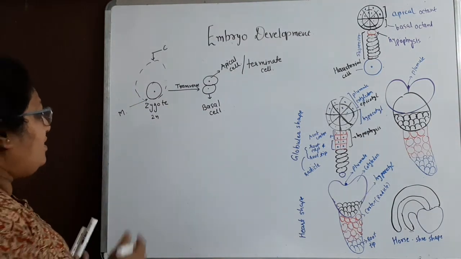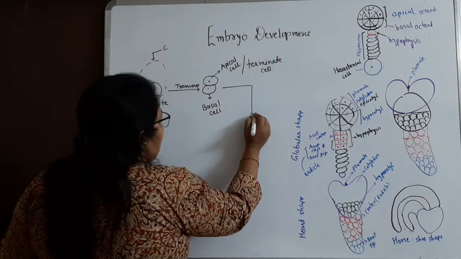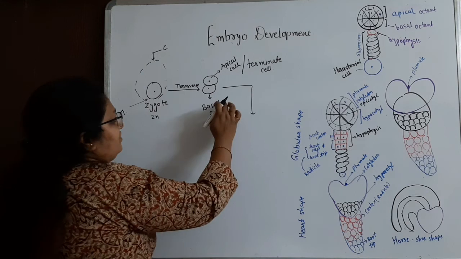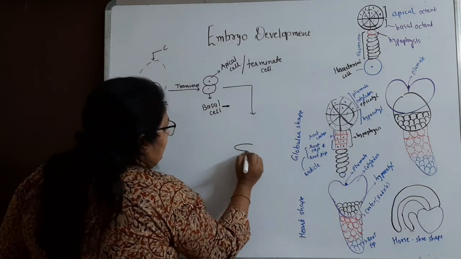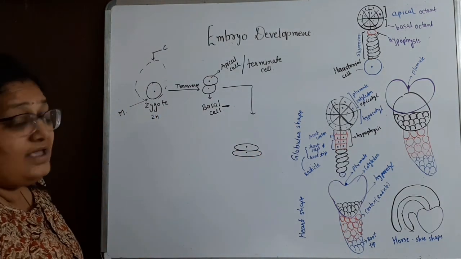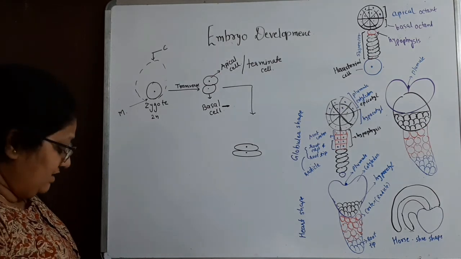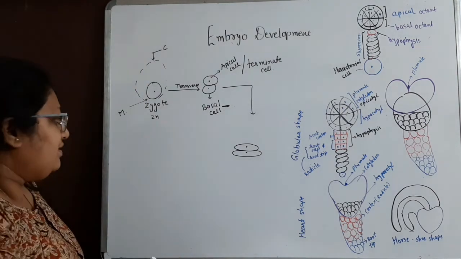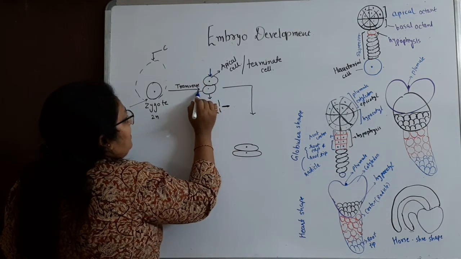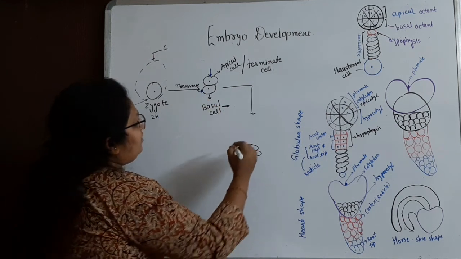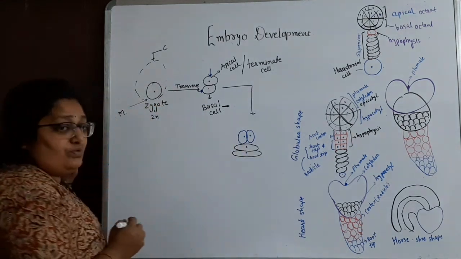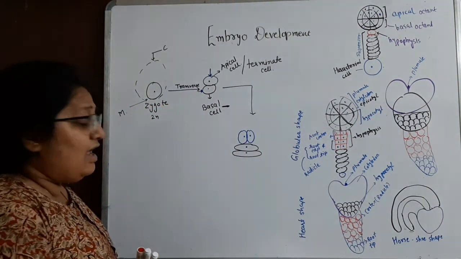Right? Now, in the next division, the basal cell divides transversely. When the transverse division occurs, it becomes two basal cells. And the apical cell divides longitudinally, right? So apical cell has longitudinal division and basal cell has transverse division. So there are two apical cells and two basal cells.